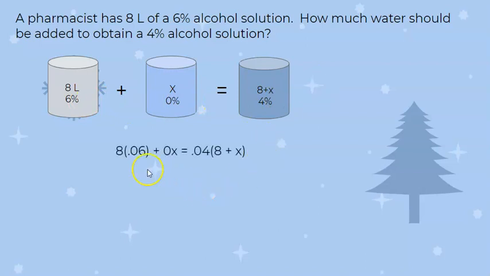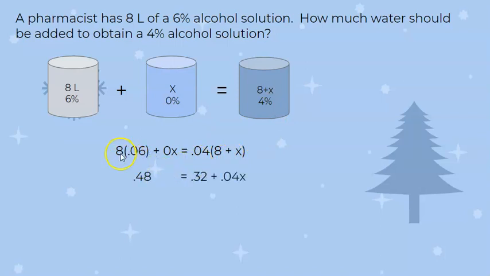Now, what's nice is that easily turns into an equation. So once you have that drawn out and listed, you just have to turn the percentages into decimals by moving 2 places to the left. So 6%, you move 2 places, you get 0.06. 4, you move 2 places, you get 0.04. So you're doing the amount times the percent as a decimal. So 8 times 0.06, x times 0, and then 4% is 0.04 times the 8 plus x.